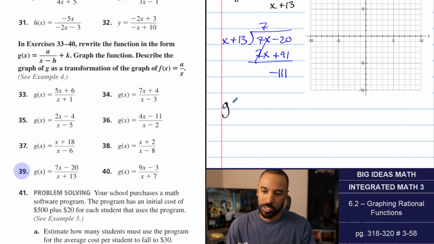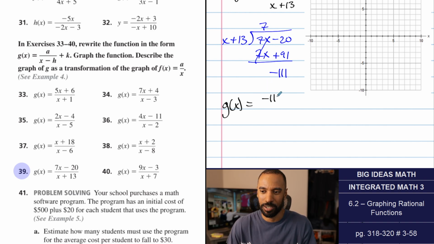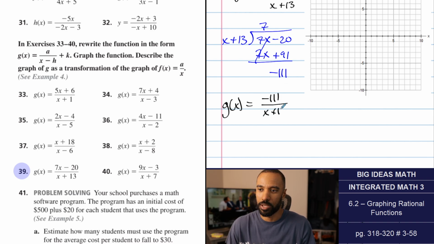g of x. Now they just decided to become mean. When I vowed and said I'd do every problem in a solution guide video, I didn't really mean every problem to actually do this. All right, negative 111 over x plus 13, and then 7 is the quotient, so plus 7 like that.